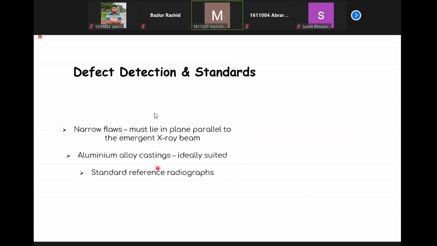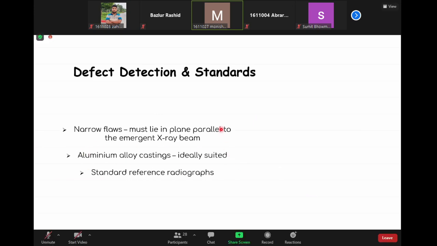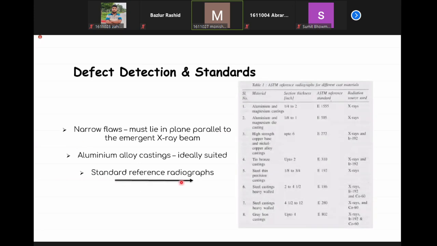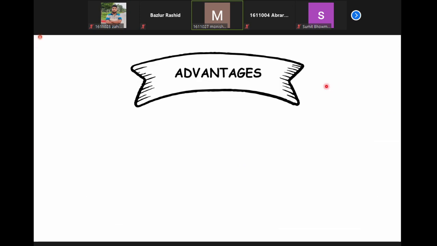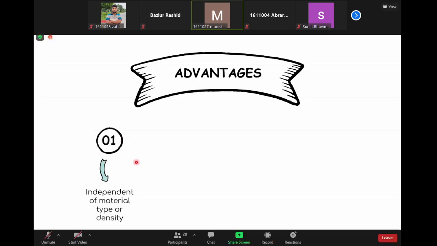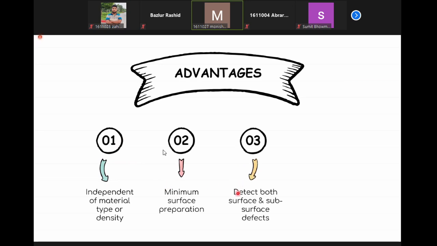For aluminum casting, it is widely used, and defects that lie parallel to the X-ray beam are not good to detect with this process. There's a standard depending on the section thickness and radiation source used, so we can choose the radiation source we need. The advantages are that any kind of material can be used, minimum surface preparation is required, both surface and subsurface defects can be detected here, and it gives a permanent record.